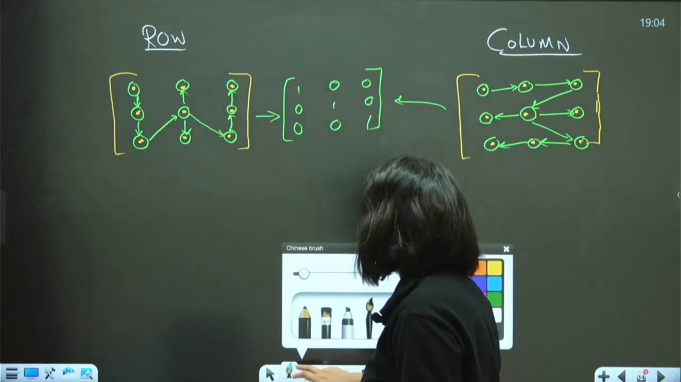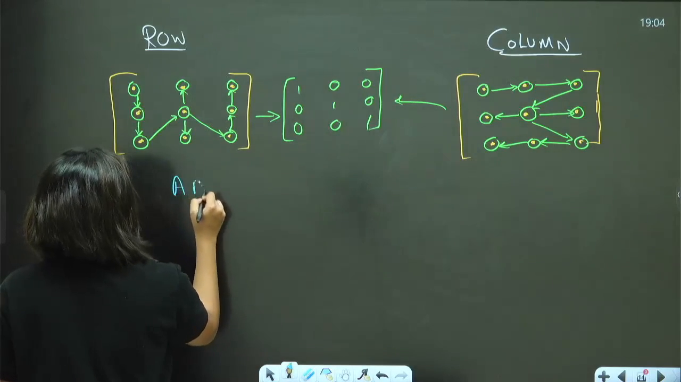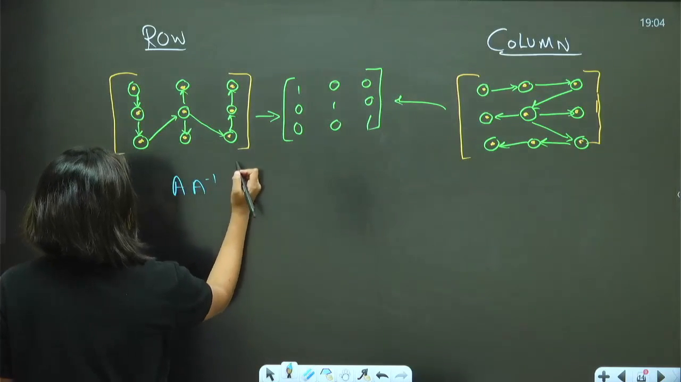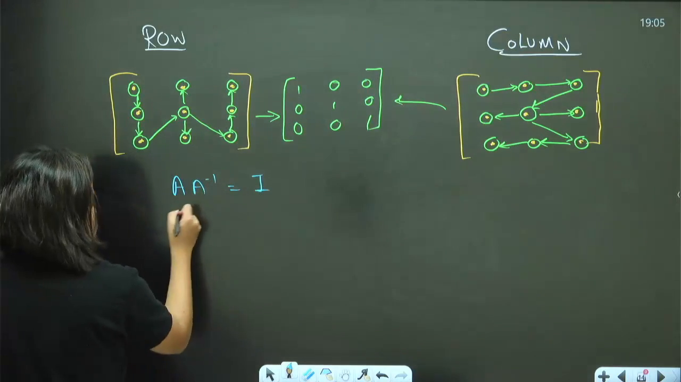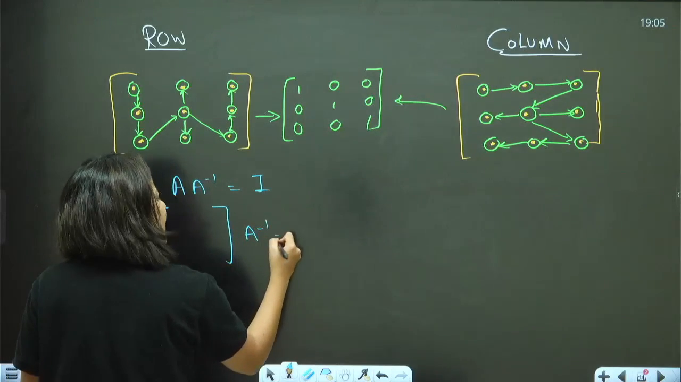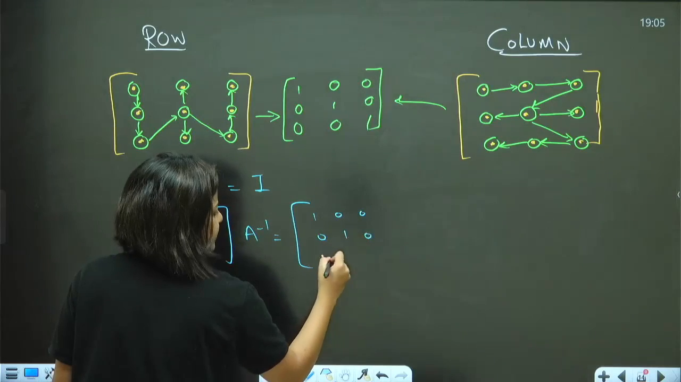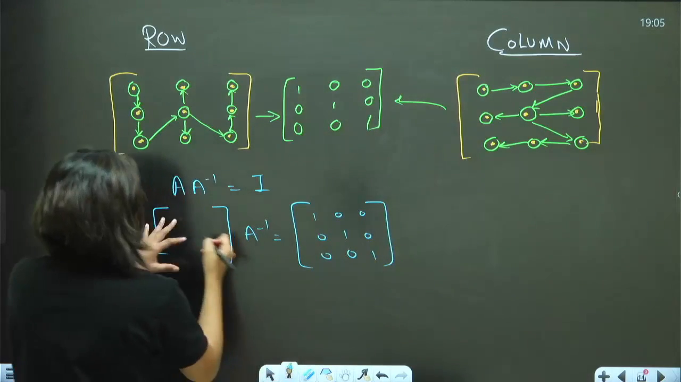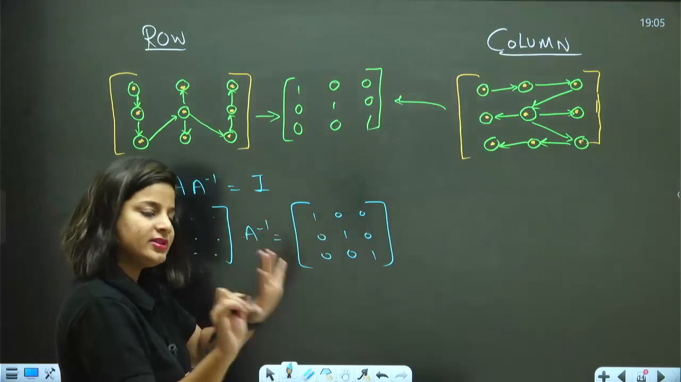Do I have to write it? Let me write it. In case of row, suppose you write A into A inverse is equal to I. We know this, right? You substitute the value of A given to you. A inverse is kept as it is, like a showpiece. You will substitute the value of A and you will substitute the value of I. A inverse is kept as it is.